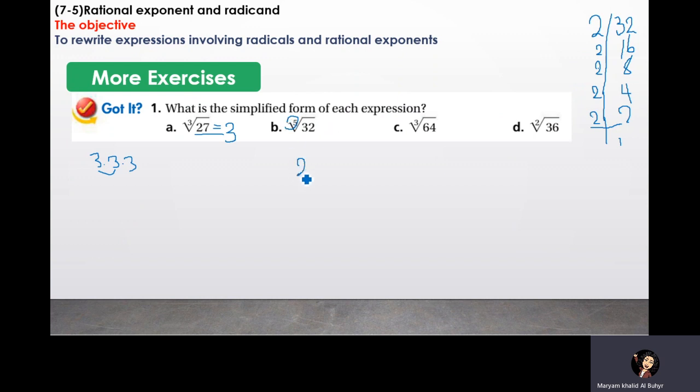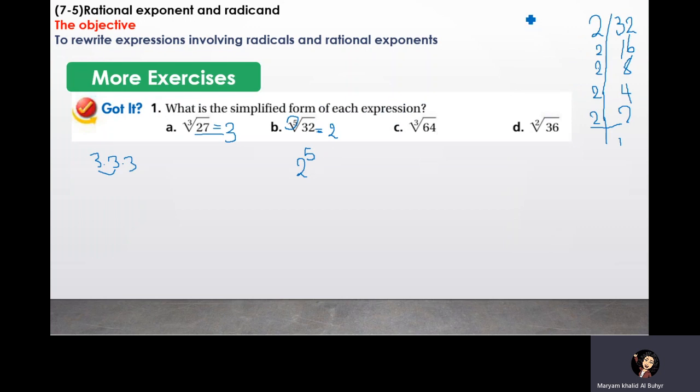That means 2 to the power 5, or 2 when I multiply it by itself 5 times, I will get 32. So that does mean the number that, when I multiply it by itself 5 times, I will get 32, which is 2.